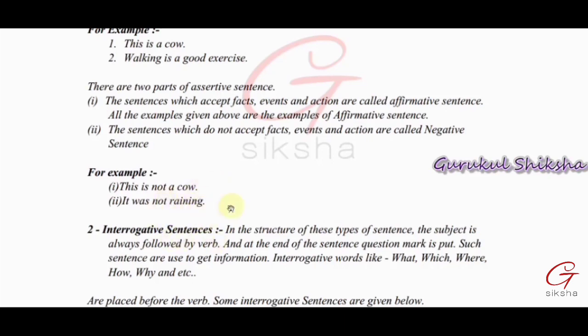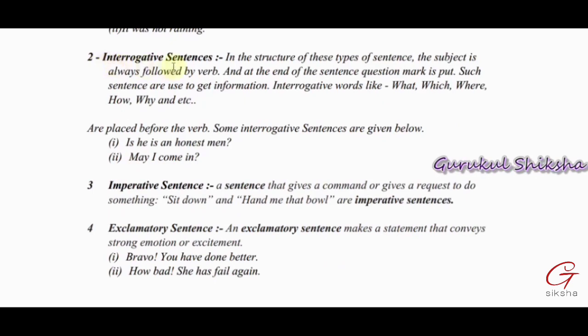Okay, now interrogative sentences. What are interrogative sentences? If you ask any question to someone, basically interrogative sentences come under asking. The structure of these types of sentences is that the subject is always followed by a verb, and at the end of the sentence a question mark is put. At the end of every interrogative sentence a question mark is put.